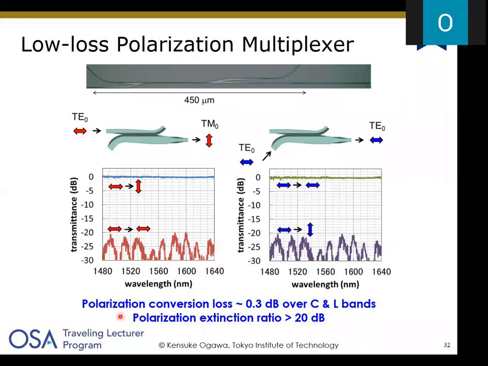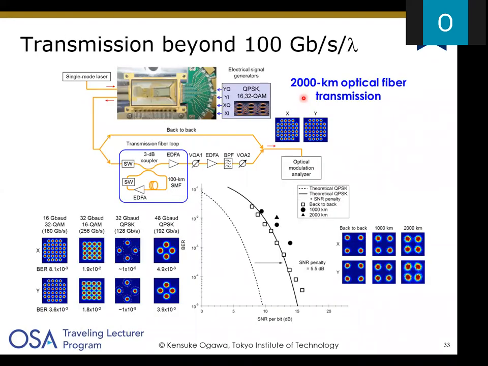Actually, the polarization conversion loss is only 0.3 dB over this wavelength range, and the polarization extinction ratio, the polarization separation, is higher than 20 dB with this PDM waveguide. This is the top view of the waveguide on a silicon photonics chip. And based on this basic element, you can manufacture optical modulator modules like this.